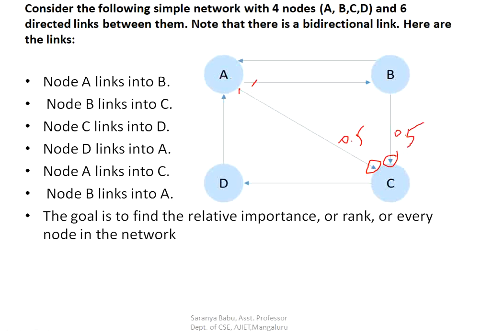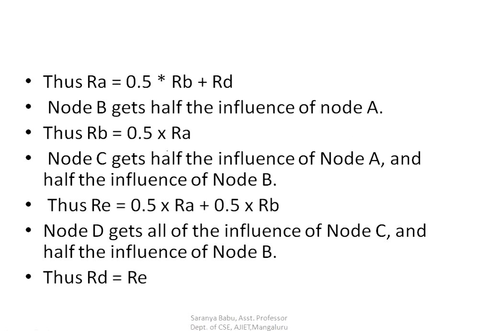In the same way, C is receiving rank from A, but A has already given another half to B. So again C is getting only half of the rank of A. That is why the rank of C is calculated as, it is not RE, it is RC. Thus RC is equal to 0.5 into RA plus 0.5 into RB.